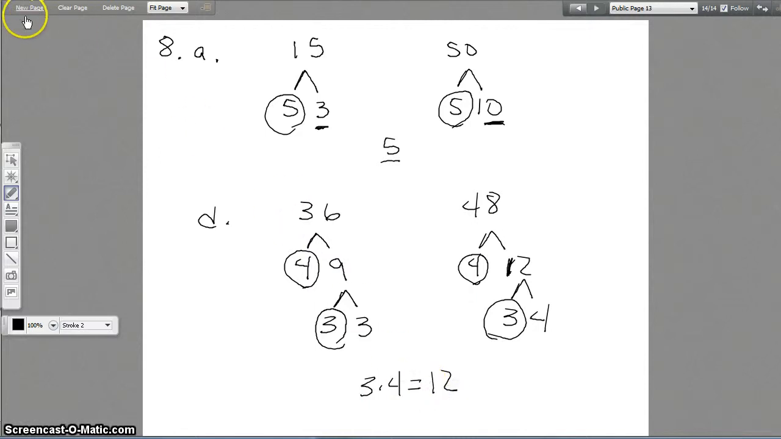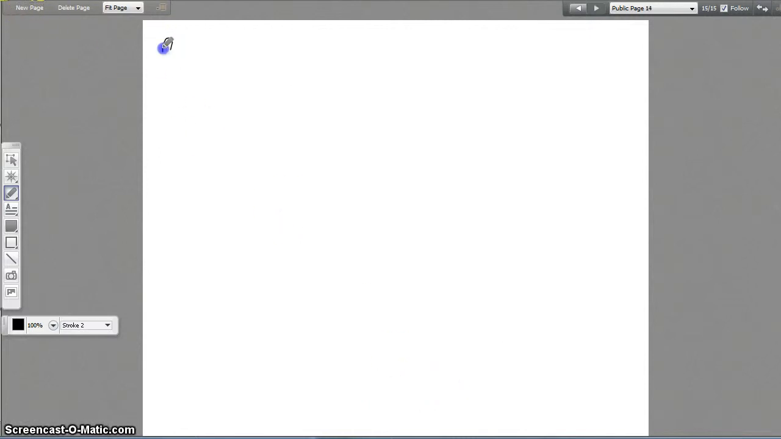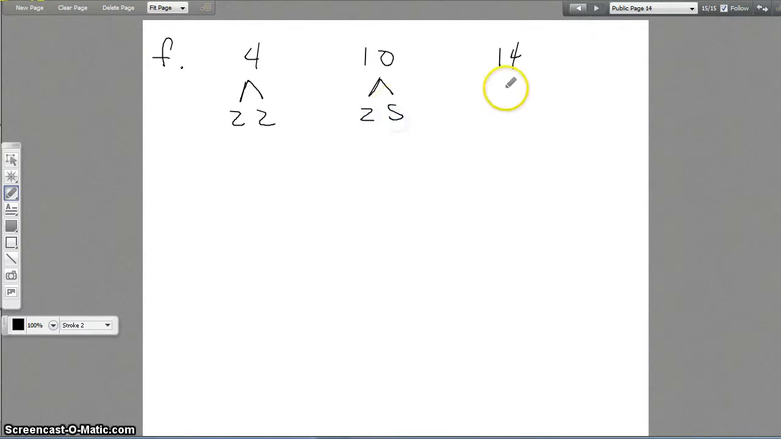Okay, the next one we're going to look at is part F, and that's what is the greatest common factor between 4, 10, and 14. Well, I can see immediately that these are all even numbers. So I'm going to break 4 down into 2 times 2, 10 into 2 times 5, and 14 into 2 times 7. So there is a 2 in common with all 3 of these numbers. And if you look at what's left for each of these, the other factor in each case is a prime number. So 2 is our greatest common factor.